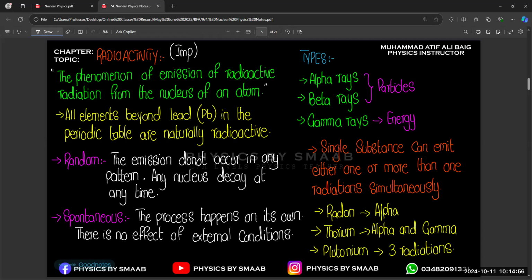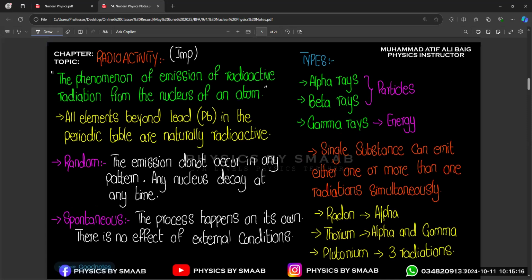Okay, clear? Or in other words, just like we discussed the example of the plastic pouch and the water, you can write down the definition in a different form. This is the simplest way to write down the definition, but this process is random and spontaneous. Okay, this is the definition.